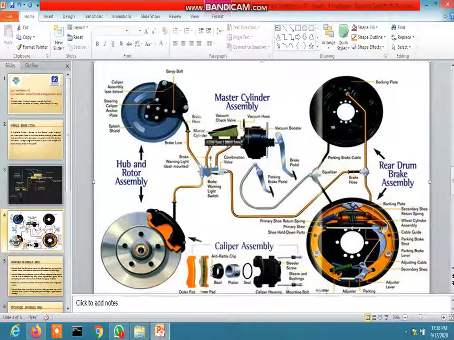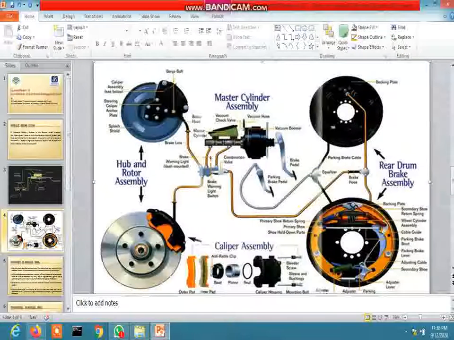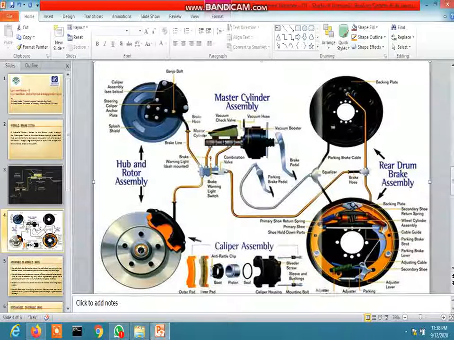First of all, a high boiling point. It is required to have a high boiling point. Second, better lubricating ability. It should have less variation of viscosity, and it should also have low corrosion.